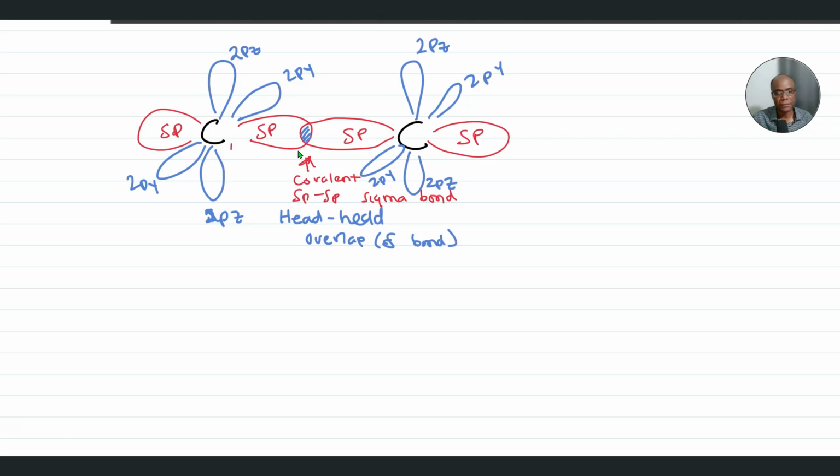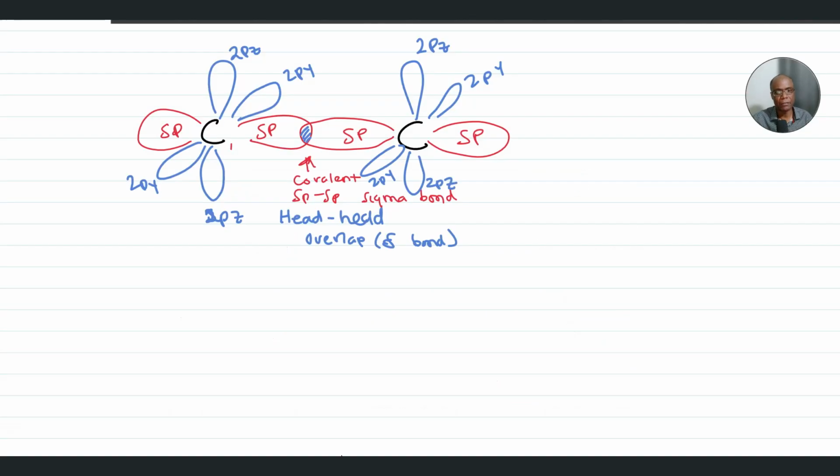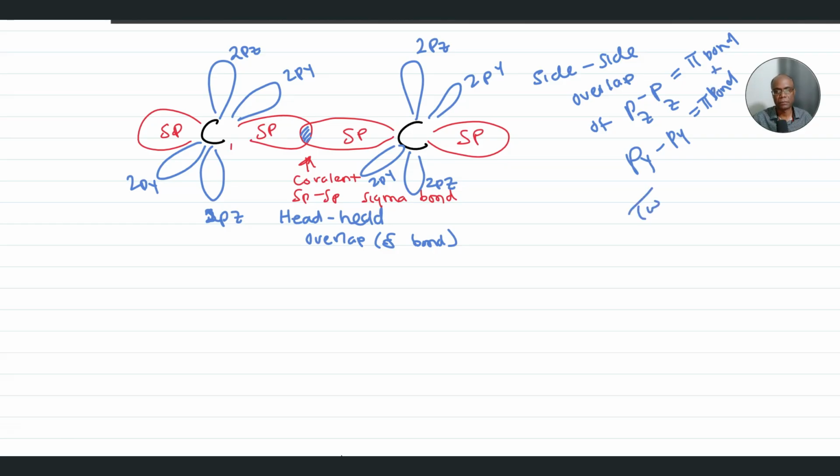So now in space, those p orbitals that were not hybridized, talking about these two, 2py, 2pz, these ones, they will overlap, but with side-to-side overlap. So you're going to have a side-to-side overlap of the p orbitals. So you can have a pz overlapping with pz. That gives you a pi bond. And then you will have the py overlapping with py, giving you a second pi bond. Okay? So you have two pi bonds in addition to the sigma caused by the sp-sp.